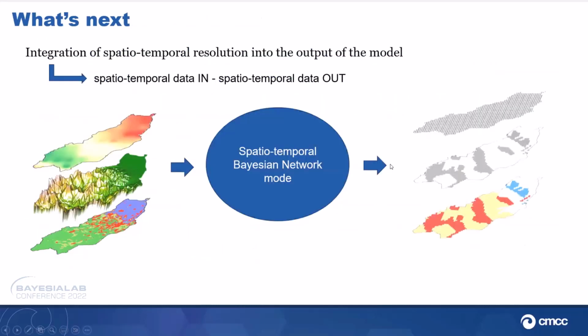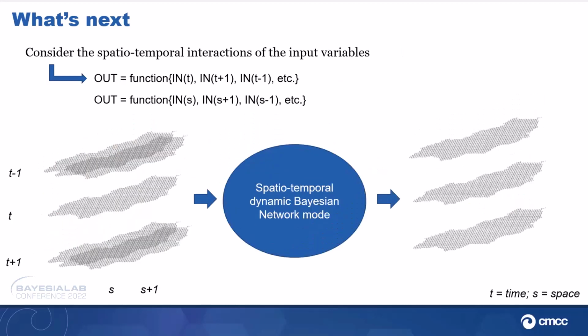Nevertheless, there are still some gaps for the future work. For example, the integration of spatial and temporal resolution in the output of the model. Because in all of the publications that I have shown you until now, the input variables are spatial temporal data, but the output is only the probabilities corresponding to the static data that we have. So we would like to build a spatial temporal Bayesian network model. Sorry, there's a mistake here, model, yeah.